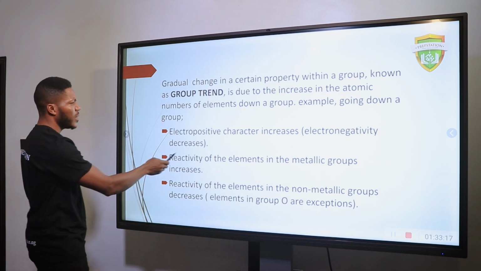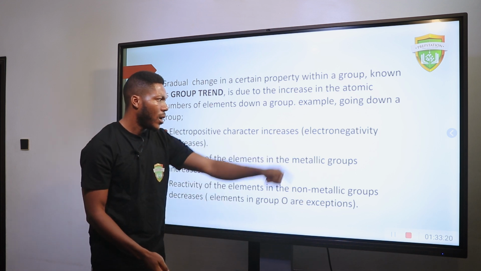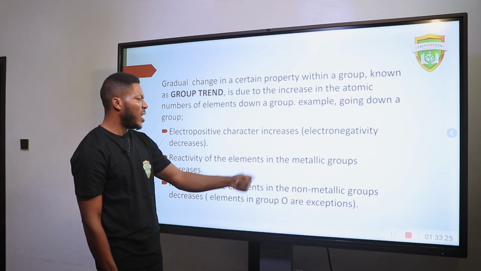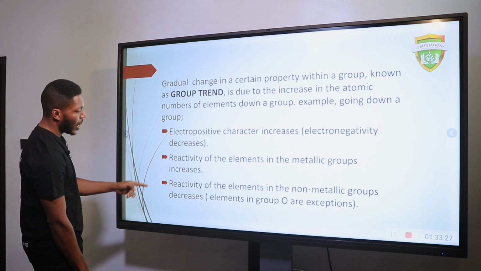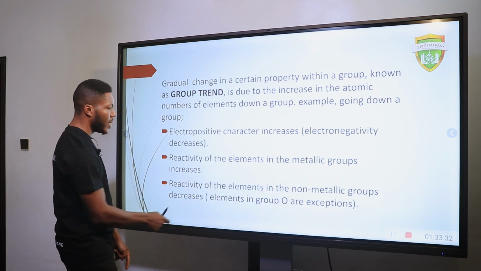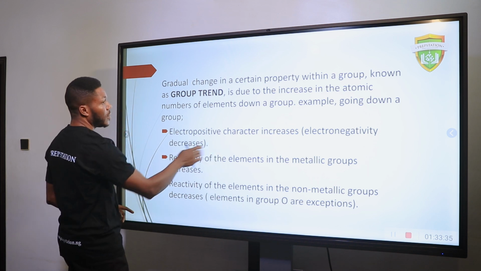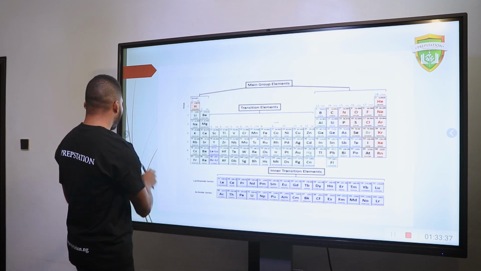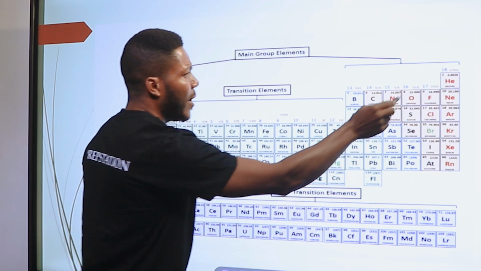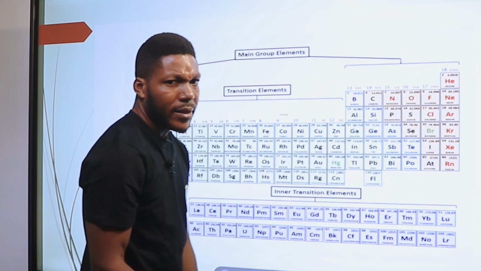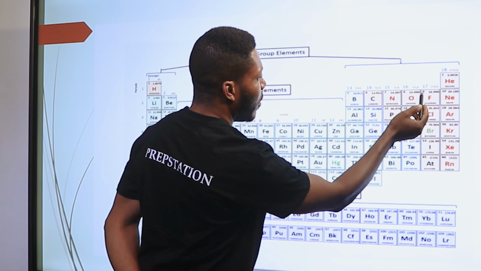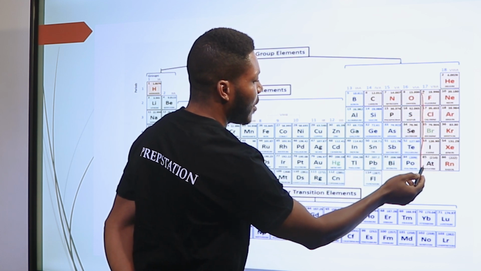Okay, the electropositive character increases down the group. Their reactivity also increases down the group, and the reactivity of non-metals decreases. That means that in the case of the group 7 elements, for example, the reactivity of group 7 elements decreases. That means that fluorine here is the most reactive. So the trend comes down from fluorine down to astatine.